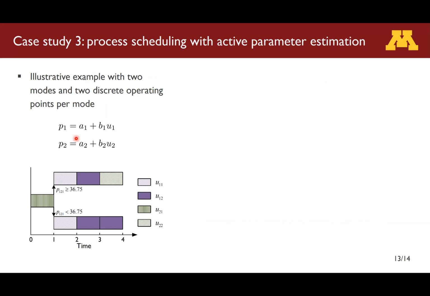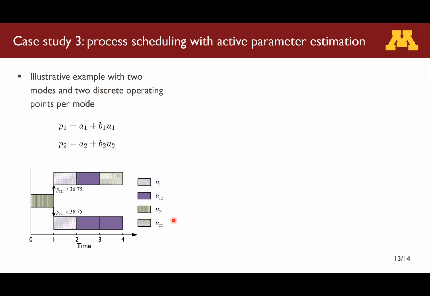The solution here tells us to first operate at the first operating point of mode 2. Then if the resulting production amount is greater than a certain value, we will later operate in that mode again. Otherwise, we just keep operating in mode 1.